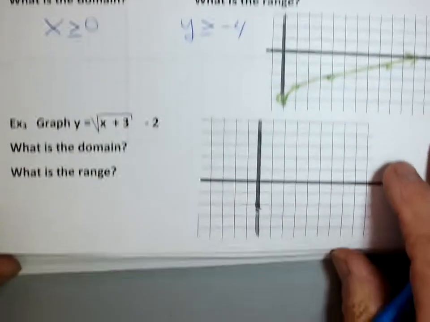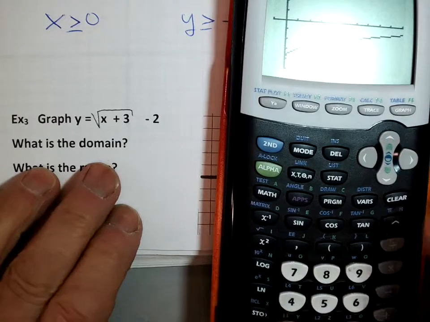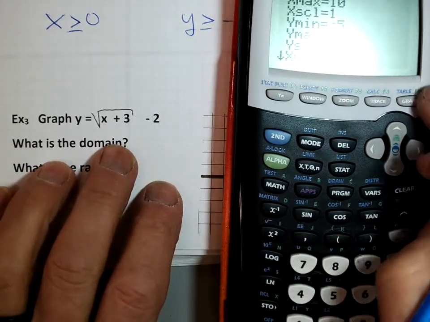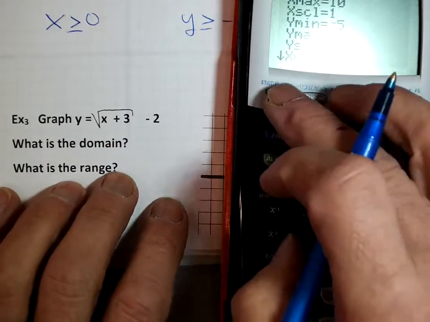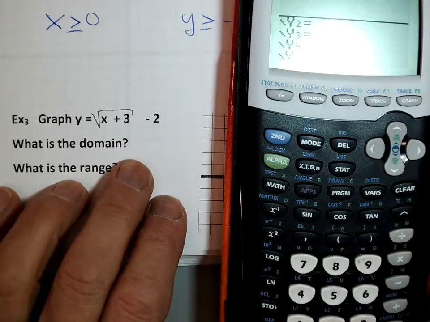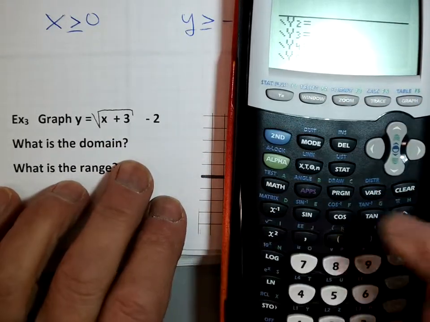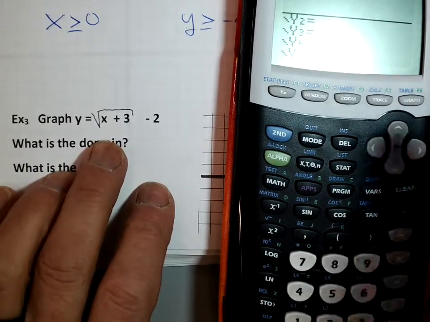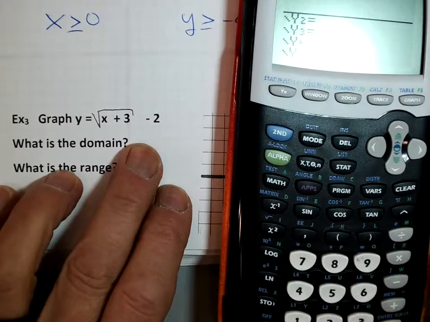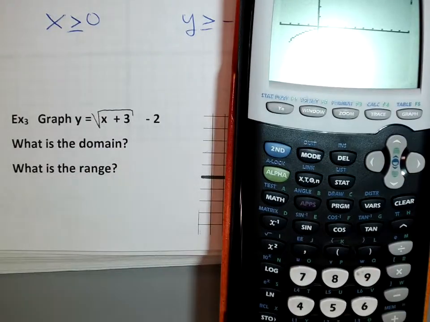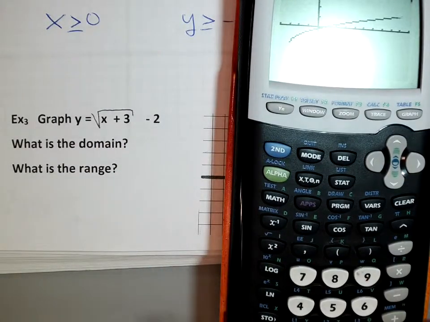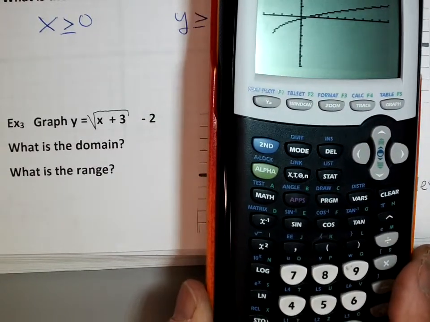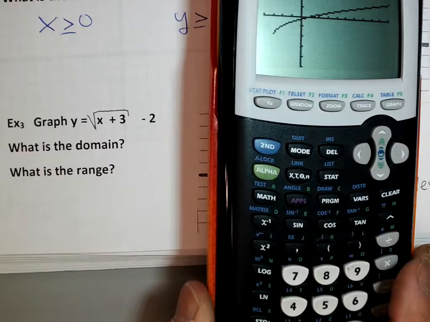I could try it on the calculator. I really can. So if I put it on the calculator, I better check my window real quick so you can see negative 4. I'm going to go y equals, clear that, and enter square root of x plus 3 minus 2. Graph it. Well, that's kind of weird. What do you see? It just stops in the middle of space, doesn't it?